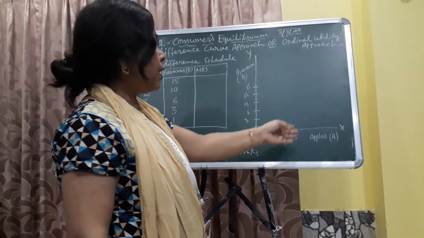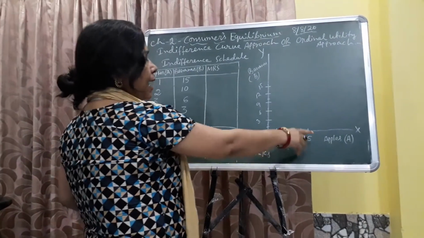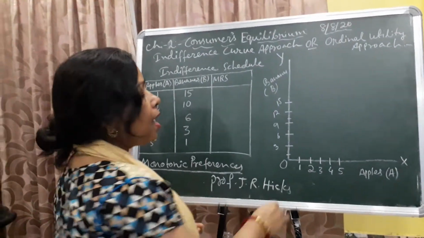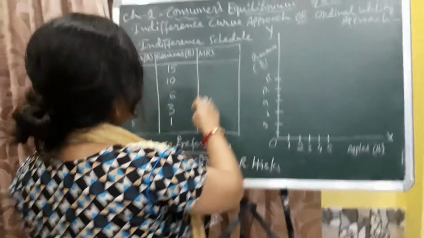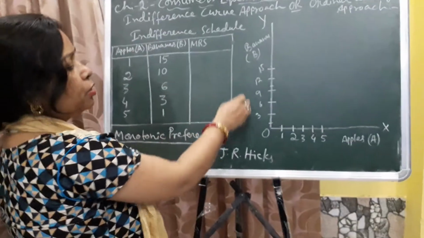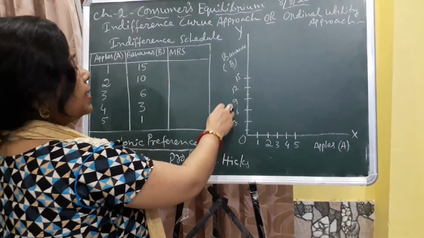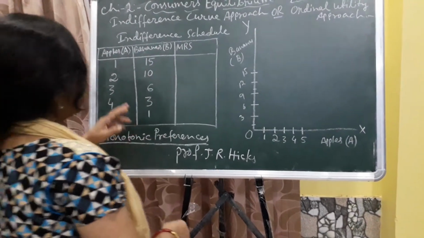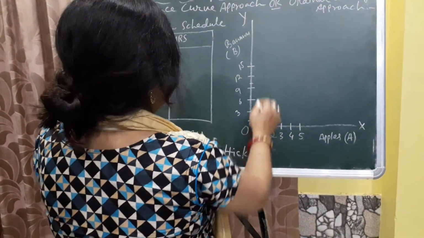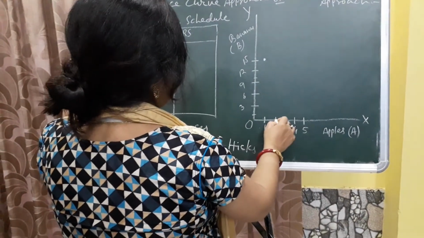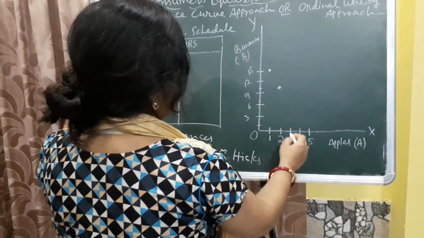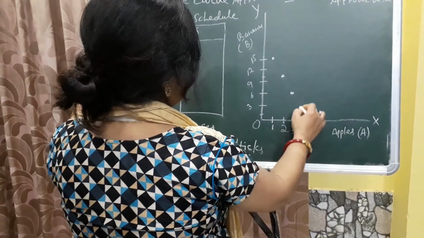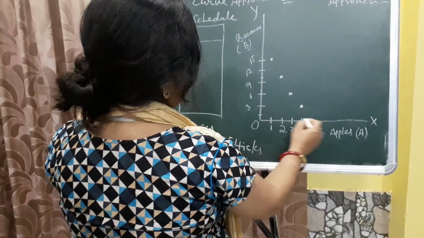So two axes, OX and OY. On the OX axis apples, 1, 2, 3, 4, 5, with a gap of 1 each, and on the OY axis bananas 3, 6, 9, 12 and 15. Because the highest number is 15, I divided this line in gaps of 3: 3, 6, 9, 12 and 15. Now put the values: 1 apple, 15 bananas, 2 apples, 10 bananas, 3 apples, 6 bananas, 4 apples, 3 bananas, 5 apples, 1 banana.